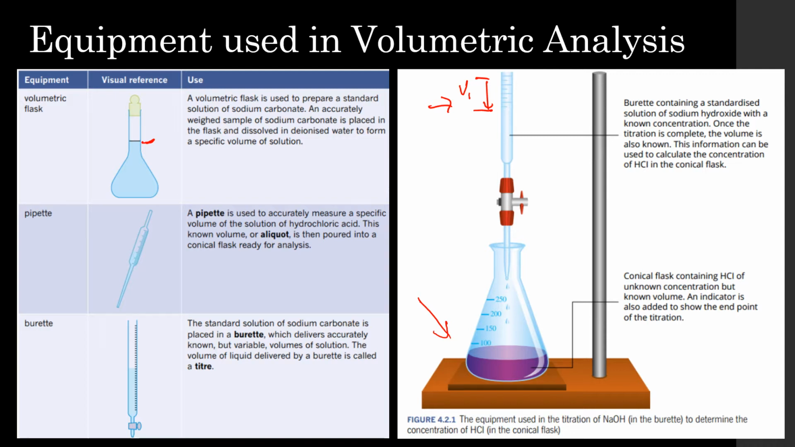So we know the concentration, we know the volume here, and down here we know the volume, but we don't know the concentration, and that's what we're going to determine. The conical flask contains hydrochloric acid of unknown concentration but of known volume. An indicator is added to show the endpoint of the titration. Remember, we want that endpoint to match the equivalence point, so we know when the equation is balanced, or when they're in stoichiometric ratios.